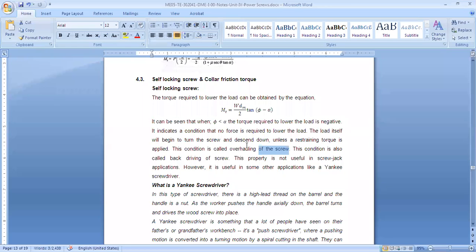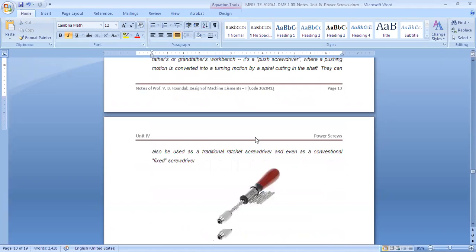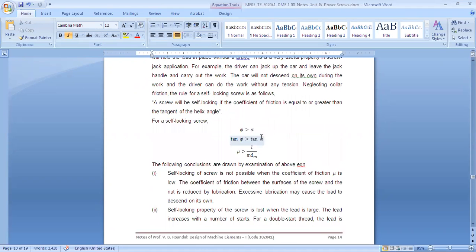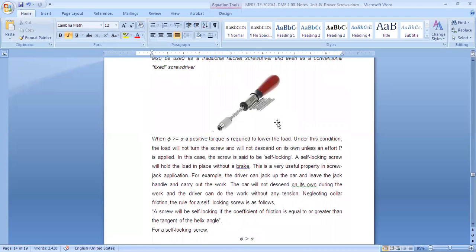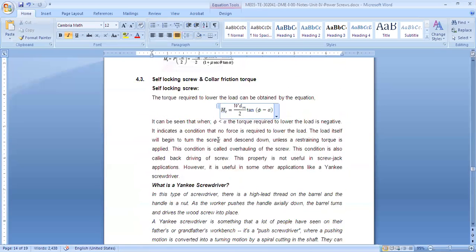Okay, that is a very important property required for a screw: it should not come down without putting in the torque. For that, the torque has to be positive. And that means what? To have this positive, your phi should be greater than alpha. What is phi and what is alpha? We have seen that: alpha is the helix angle, and phi is the angle of friction. Mu, the coefficient of friction, is equal to tan phi, right? So when phi is greater than alpha, that means a positive torque is required.